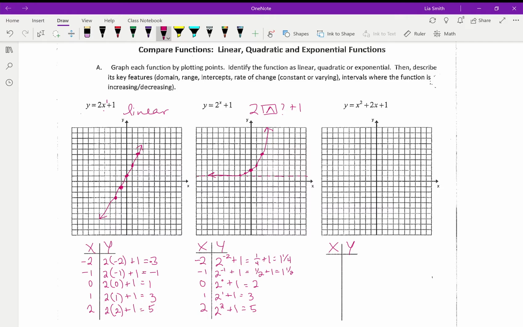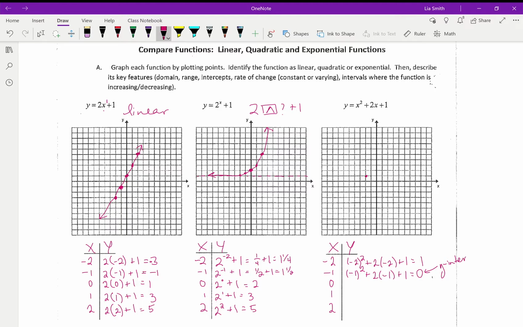Finally, we have our quadratic function. Again, let's use the same x values, -2, -1, 0, 1, and 2, and plug things in. We've got (-2) squared. Remember, if you are using a calculator, you must use your parentheses. Plus 2 times -2 plus 1, and you get 1. So -2, up 1. For -1, I get (-1) squared plus 2 times -1 plus 1, and that actually gives me 0.